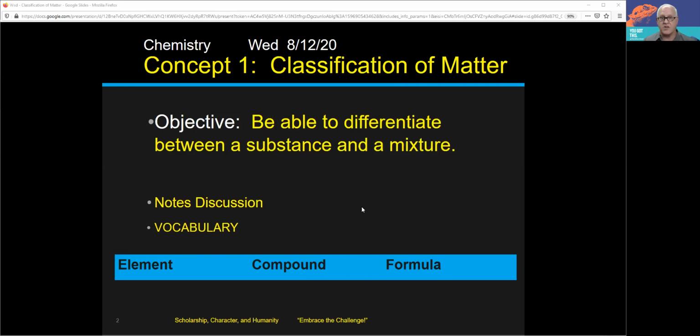So I want you to take your notes in your spiral notebook, add the vocabulary to the vocabulary section, and these notes are posted so you get to go back and update anything that you want to add to.